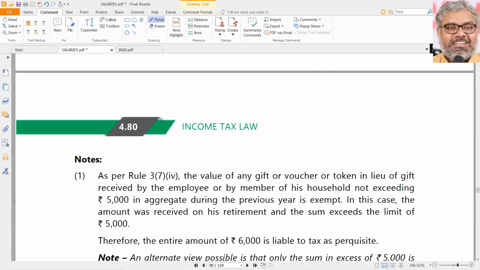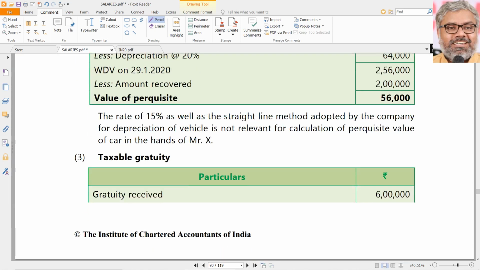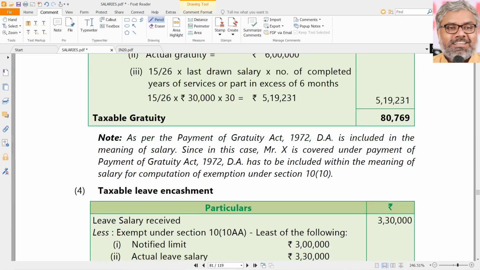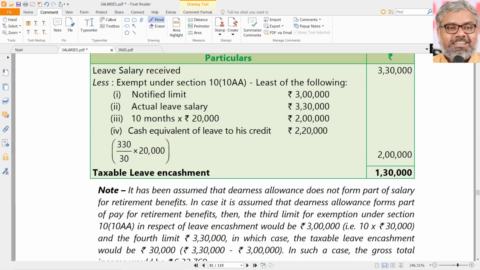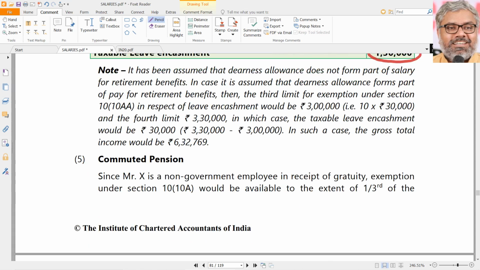Dearness allowance was forming part of salary. If you take that dearness allowance is not forming part of salary, then naturally the calculation for the leave salary will be different. Instead of 30,000, you would have taken 20,000. Here also for average salary, instead of 30,000, you would have taken 20,000. So whichever is lower will become 2 lakhs instead of 3 lakhs. That means the taxable leave salary will become 1,30,000 instead of 30,000 as we have calculated. So it depends upon the assumption.